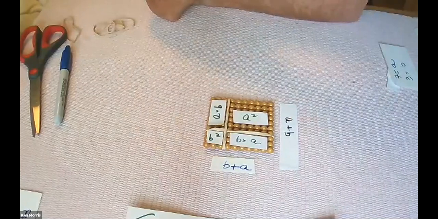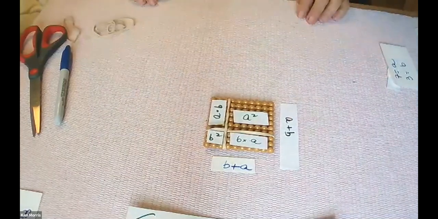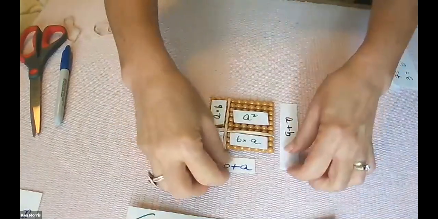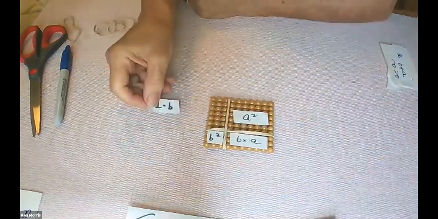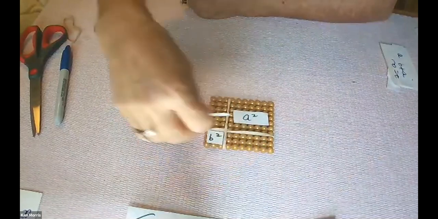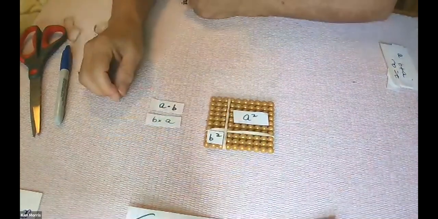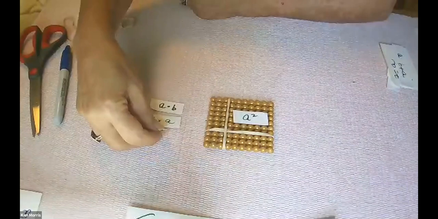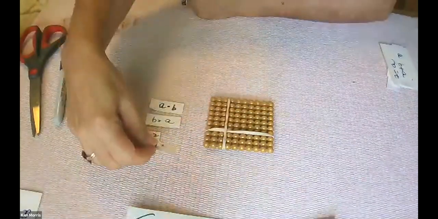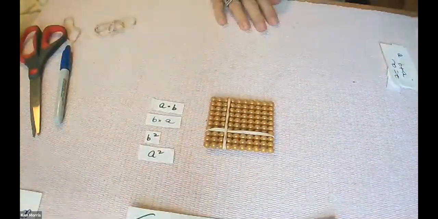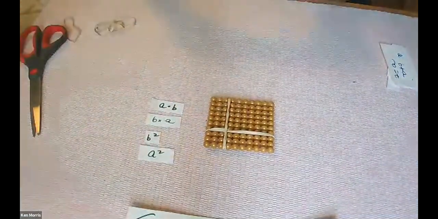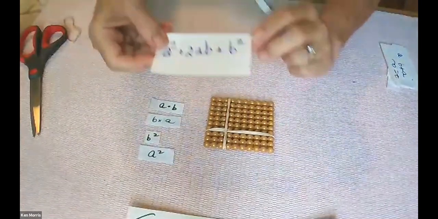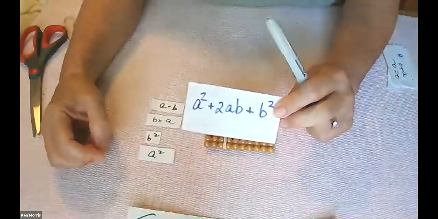Okay, so just as we did before, we're going to add all the pieces together. So let me just remove these labels. So I'm going to add A times B to B times A to B squared to A squared. And when I add those 4 together, I get this formula.